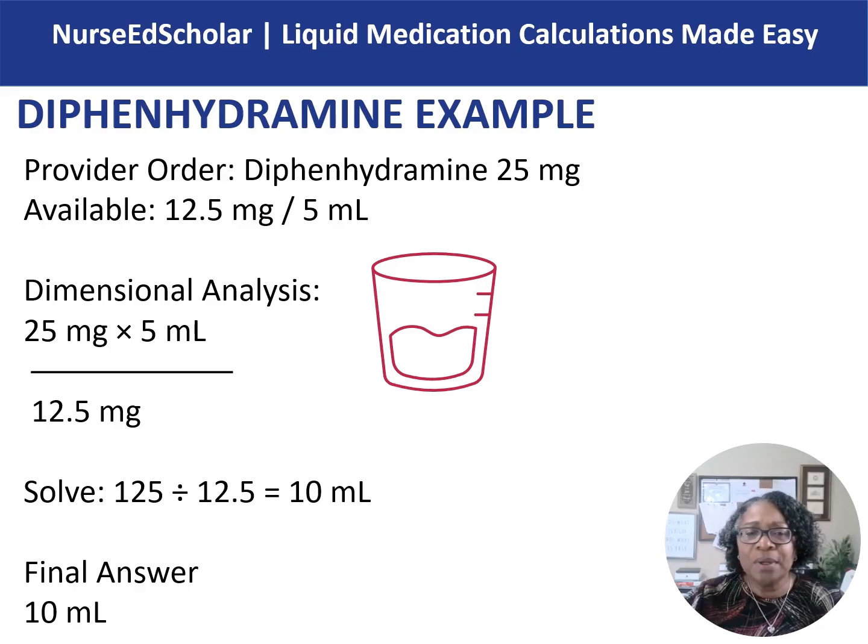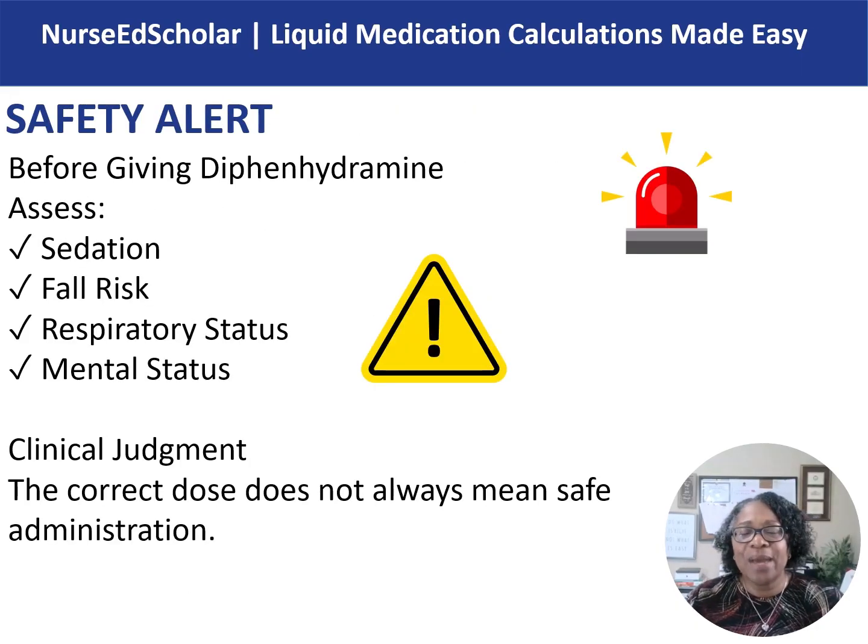So one thing that you're going to have to remember about diphenhydramine is that it's an antihistamine. It can cause sedation. People get dizzy. They get confused on it. They may even be at risk for falling, especially in elderly patients. And so you really want to assess your patient's neural status. What's their level of consciousness? What's their fall risk? Even what's their respiratory status? Because this is considered a sedating medication, and you don't want your patient to get too sedated. And so if their respiratory status is poor, you may want to call the provider.